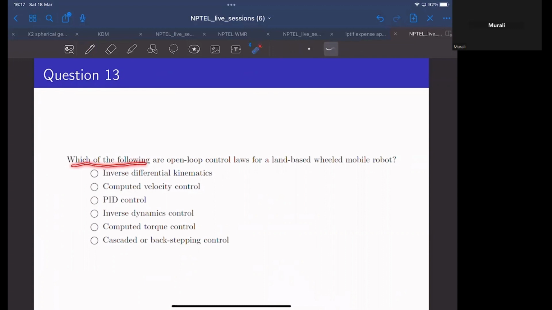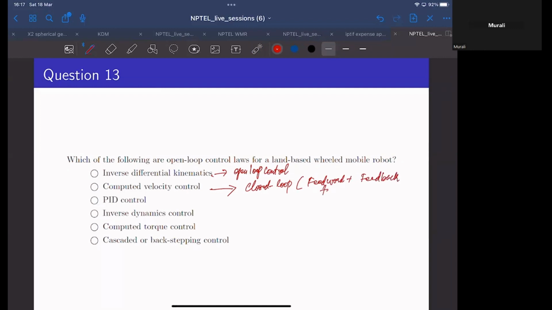Which of the following are open loop control laws for land-based wheeled mobile robots? I'll simply go through the answer. I have already given you the justification. Inverse differential kinematics is basically an open loop control. Computed velocity control is a closed loop control, because it will have a feed forward term. It will also have a feedback term as well. And PID control is purely feedback.